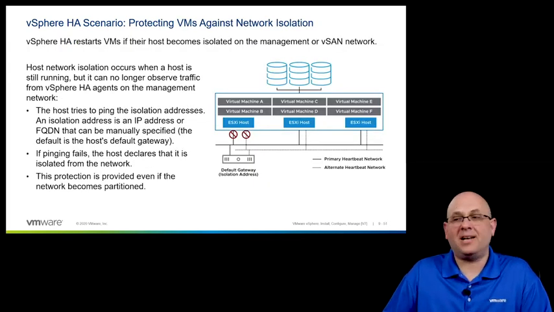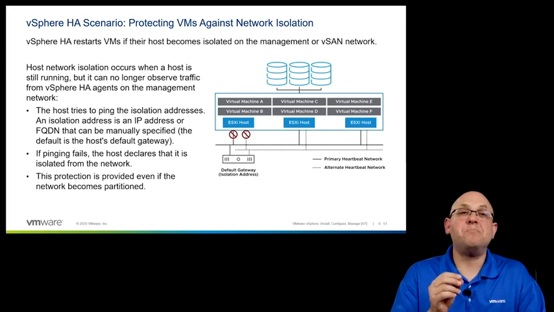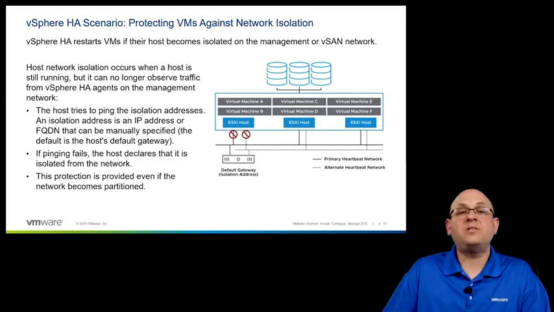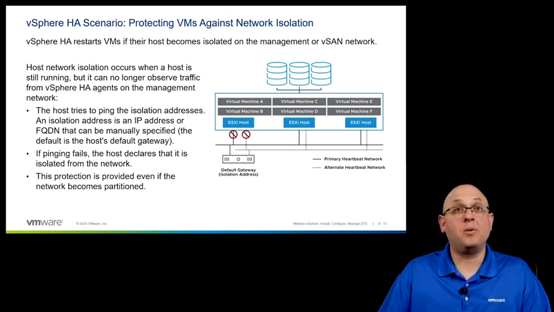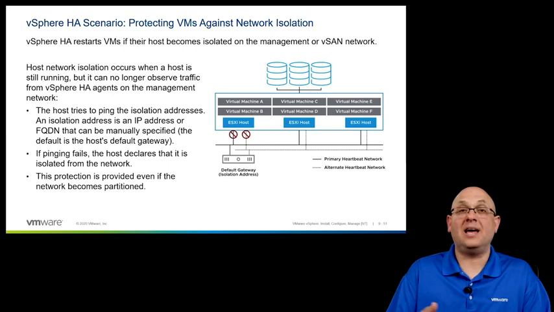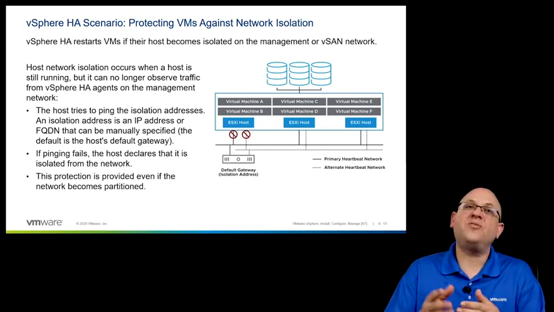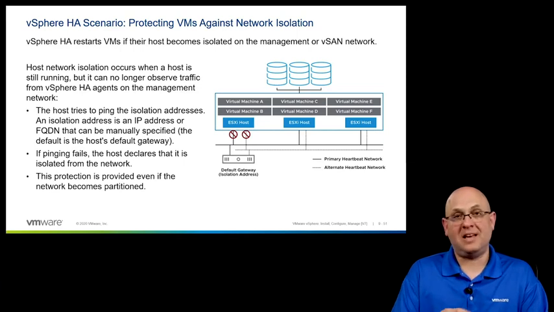Now, how do we protect VMs against network isolation? And the network that we're talking about here is the management network of your ESXi hosts. And we know that the management network is built with VM kernel ports. So each ESXi host has, by default, one management VM kernel port created. But if that management network, that physical network, should fail, then vSphere HA cannot properly operate.